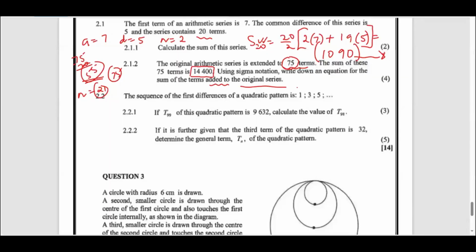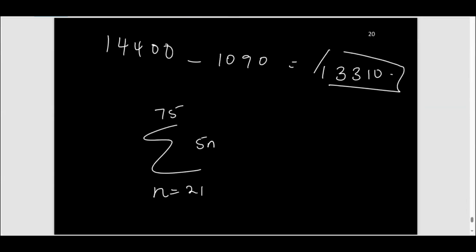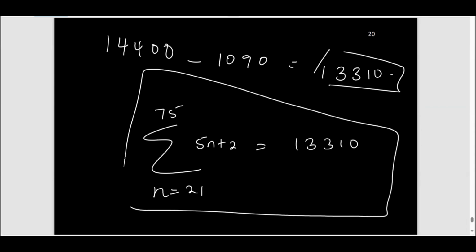What is the general term? Remember, it's arithmetic, so it's 7 plus n minus 1 into 5. So it is going to be like 5n plus 2. That's what I'm getting. Okay, so I'll put the 5n plus 2 here, and then I'll equate this to 13310. So this is all they wanted us to write or express.